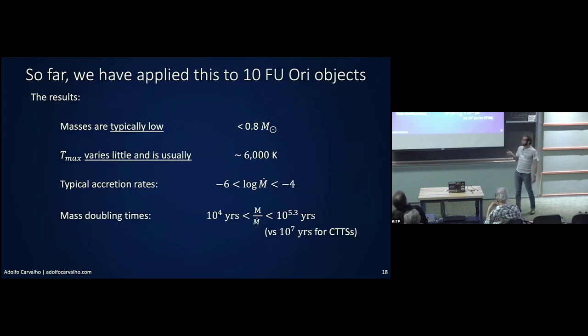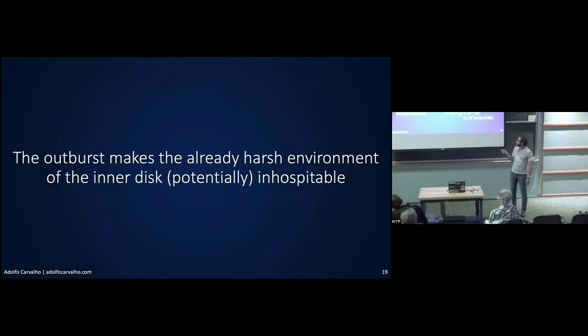The picture that we've gotten so far from the FU Ori objects that I've measured is that they are relatively low mass. They tend to have almost exactly the same maximum temperature object to object, regardless of accretion rate or stellar mass. Their accretion rate varies by about 2 decades, but the mass doubling times of the objects are actually in a much narrower range. It's unclear why this should be, and I ask the theorists to potentially consider whether there is something in the mass doubling time that could be interesting to consider, but I don't know.